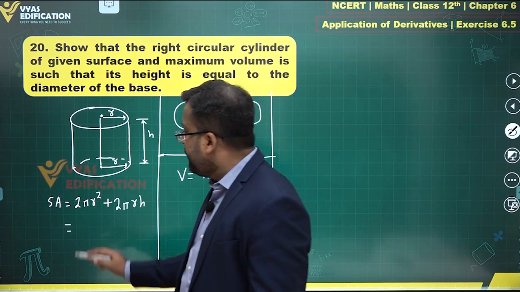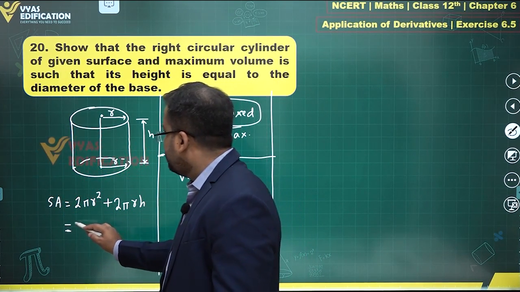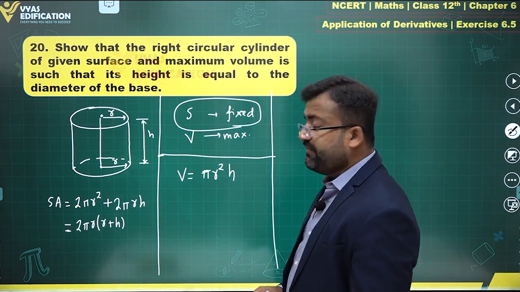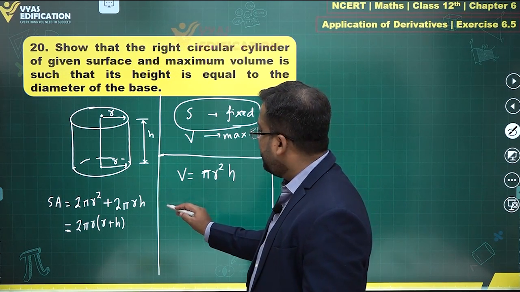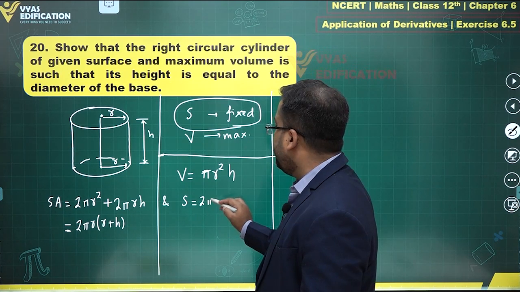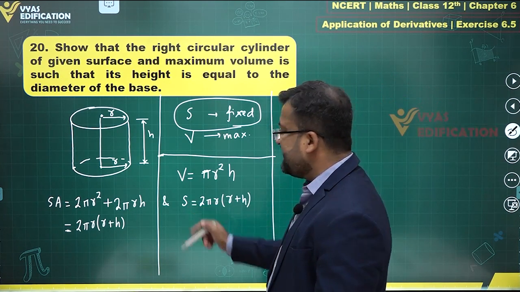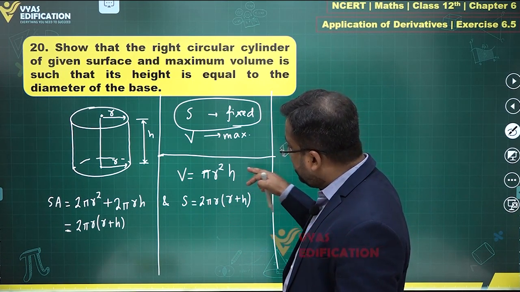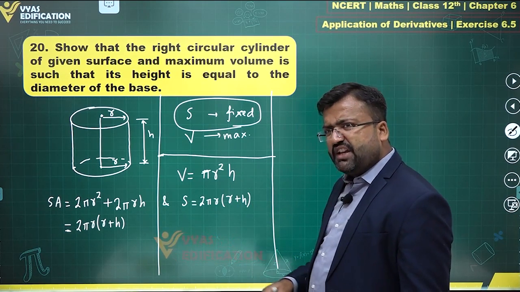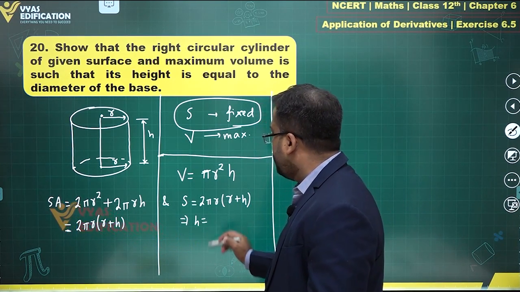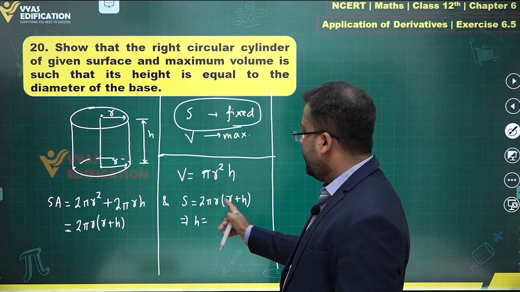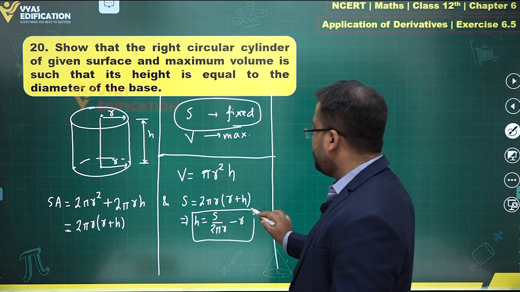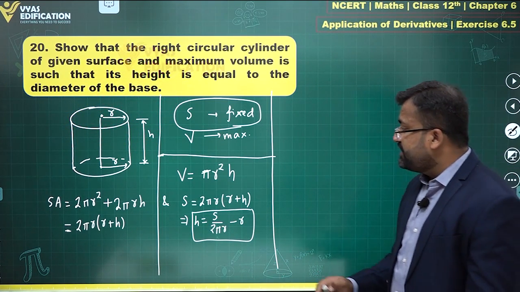Total surface area will be this, and this is fixed. So what we can do is 2 pi r times r plus h is actually fixed. So s is fixed, and what you get is s equal to 2 pi r times r plus h. Since s is fixed, we can take it as a constant, and we get one relation between r and h. Again, we can eliminate either r or h from here. h is very easy to eliminate. This will tell me h is equal to s upon 2 pi r minus r. Please note that. This is the value of h that you will get.